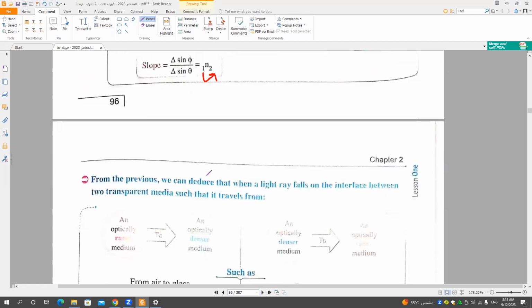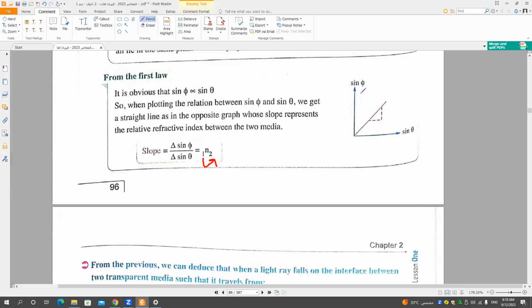What will happen here? The ratio between sine phi to sine theta equals the absolute refractive index, which is the transfer from medium 1 to medium 2. For example, transfer from air to water.